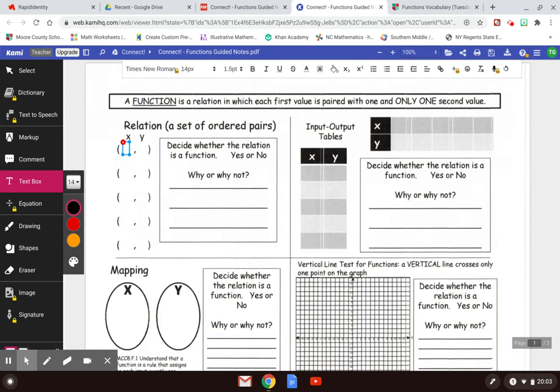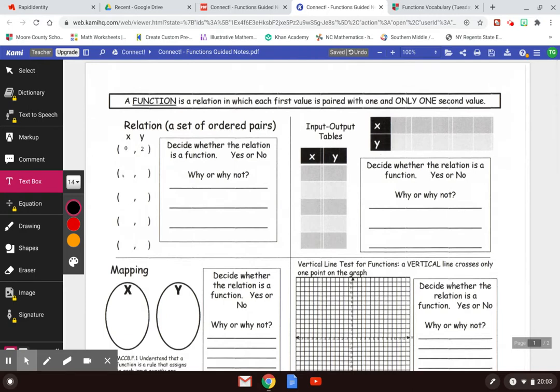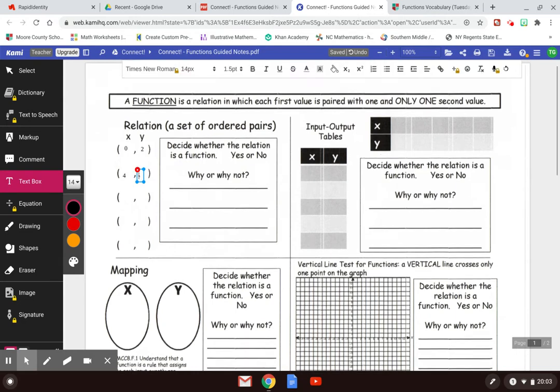Hint, hint. So if we take apart this definition of a function, we see here the word relation. A relation is nothing more than a set of ordered pairs. So over here, I'm going to create just a set of ordered pairs. And we're going to talk about these ordered pairs real quick and what they mean in terms of a function. So go ahead and do this with me.